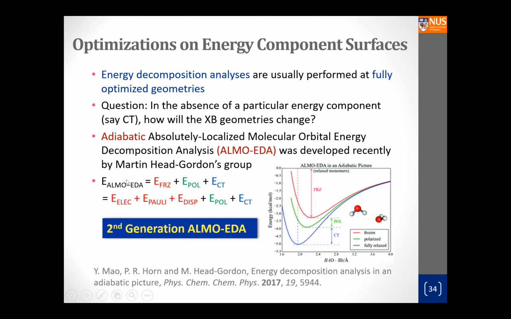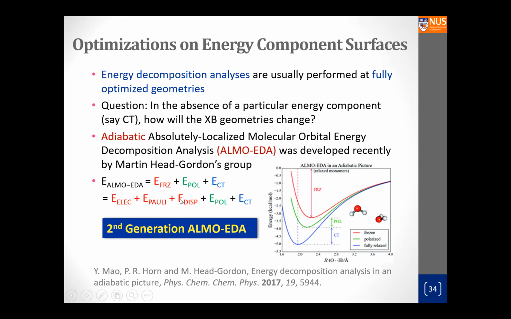So the ALMO EDA basically has three components: frozen, polarization, and charge transfer. The frozen term is actually made up of three parts: electrostatic, Pauli exchange repulsion, and dispersion. We chose this one because in SAPT, everything is lumped together as one term. Here you have specific polarization and charge transfer terms.